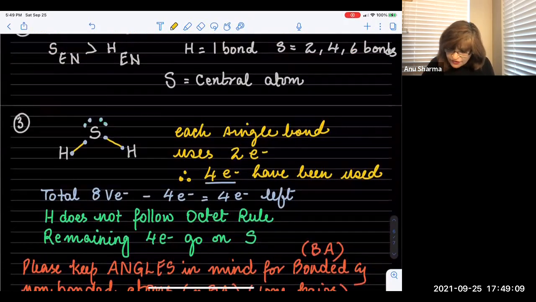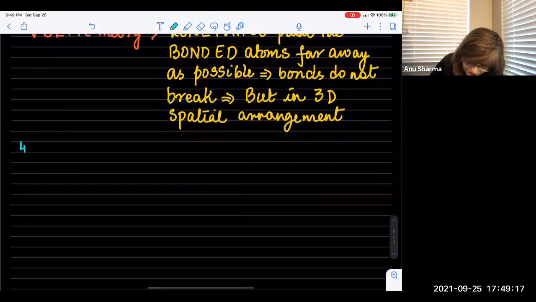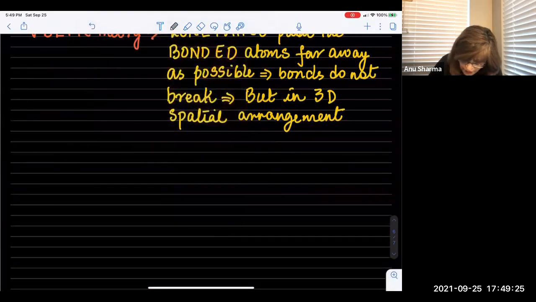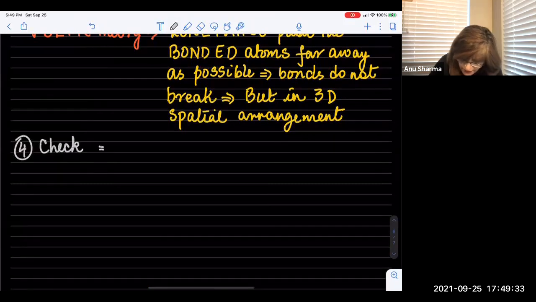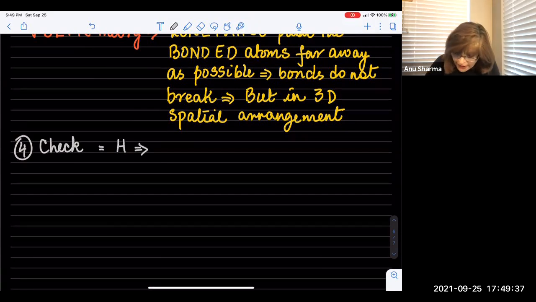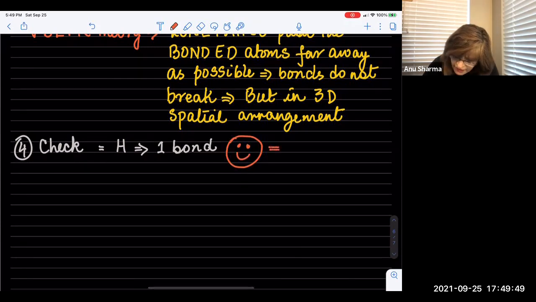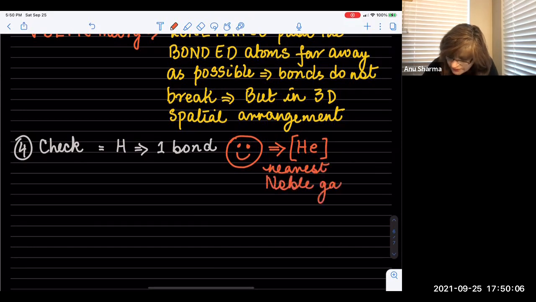So we got that. Now we are going to check the hydrogens' bonds. The fourth piece is to check for the need to make the bonds. Is it satisfied? Check if hydrogen wants to make 1 bond or not. So hydrogen is making 1 bond, and in that case, hydrogen is happy, because it only wants to make one bond. And with that said, hydrogen internally is looking like helium. Remember, that's the whole purpose of doing this bond formation, that they want to have the nearest noble gas configuration, okay?